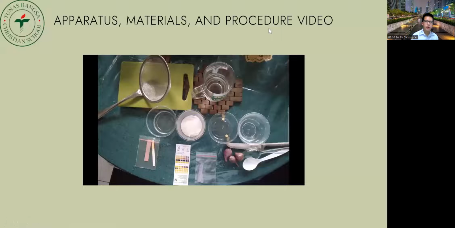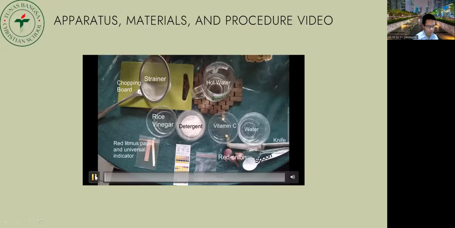This is the video of the apparatus, materials, and procedure. These are the ingredients. There are a chopping board, strainer, hot water, red litmus paper and universal indicator, rice vinegar, detergent, vitamin C, water, blue litmus paper, red onion, spoon and knife.